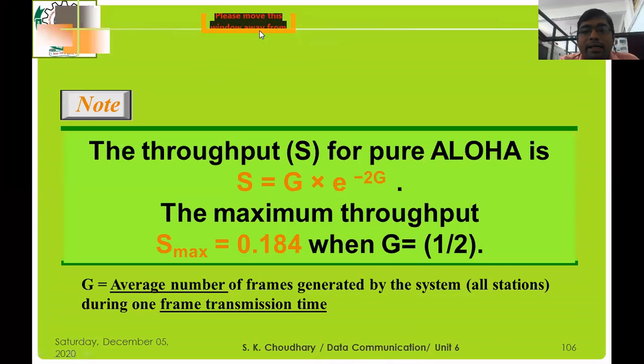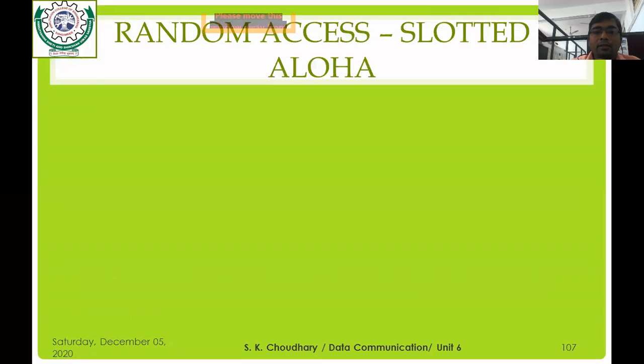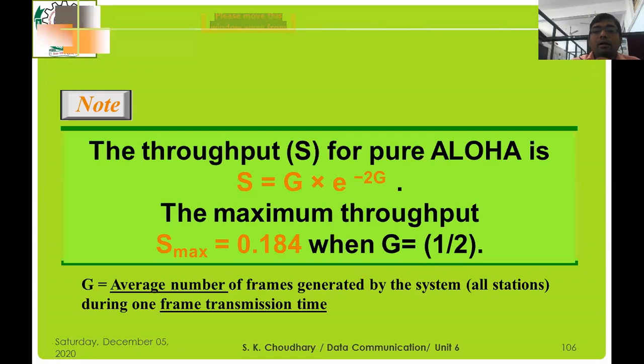There is another aspect of pure Aloha that we have to calculate, that is the throughput of pure Aloha, or the efficiency of pure Aloha. S is equal to G into e raised to the power minus 2G. And the maximum throughput of pure Aloha, S max, is 0.184. And it is only possible when G is equal to 1 by 2.